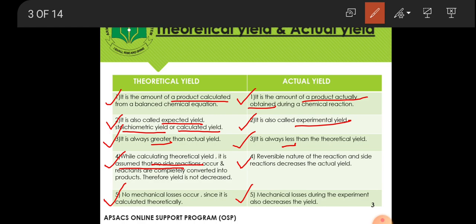The loss of substance can take place while weighing the substance on the electronic balance, or loss of substance can take place during the filtration process. When you filter the crystals, some of the crystals may be left in the evaporating dish, or loss of substance can take place during the crystallization process. During the crystallization process, maybe you filter the crystals before the crystallization is complete and the maximum amount of crystals are not obtained. So in this way, mechanical loss can take place during the experimental process.